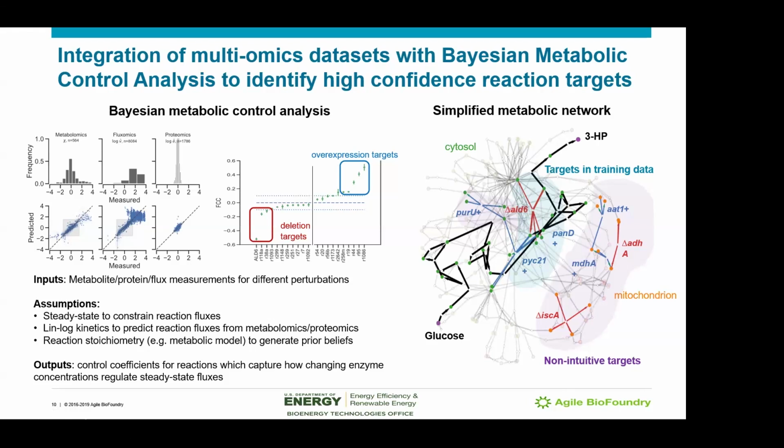Now, this analysis is revealing not just intuitive targets involved in the main biochemical pathways converting nutrients to the bioproduct, indicated in the black pathway on the right, but also non-intuitive targets that lie off the main pathway. This comprehensive approach allows us to identify and leverage hidden opportunities for optimization. So now let's see how those predictions hold up when applied to real-world scenarios. Next slide, please.